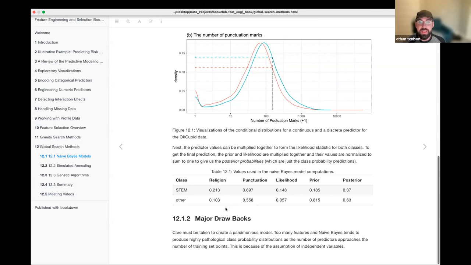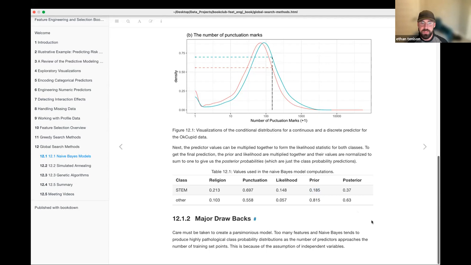And then the basic things that go into the naive Bayes model are these. So your two predictors, religion and punctuation, which is the number of punctuation marks, the likelihood of it occurring, and the prior, which I believe, I could be wrong, has to do with the prior distribution of the data. And then the posterior is calculated by multiplying the prior and the likelihood of their normalized values and summing them together.